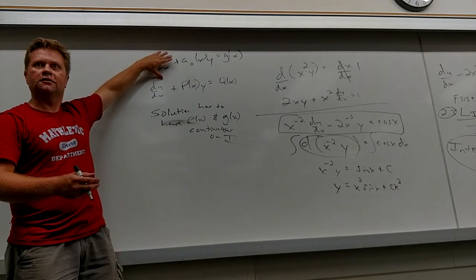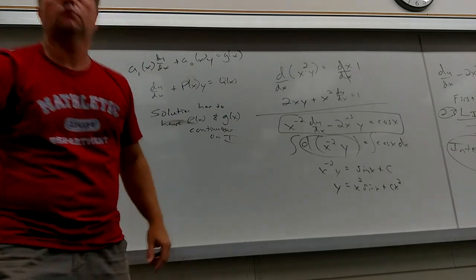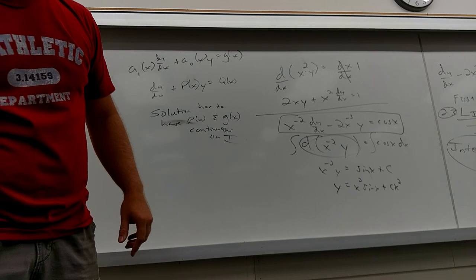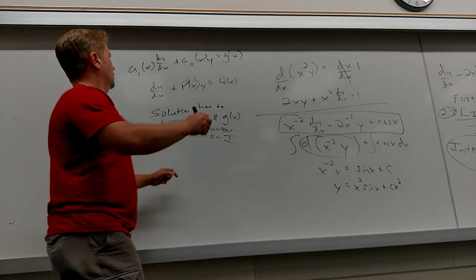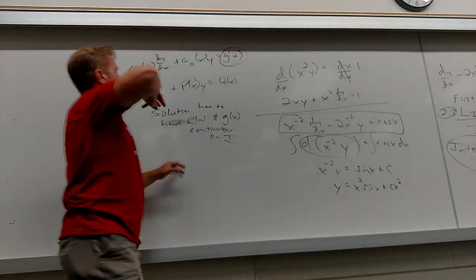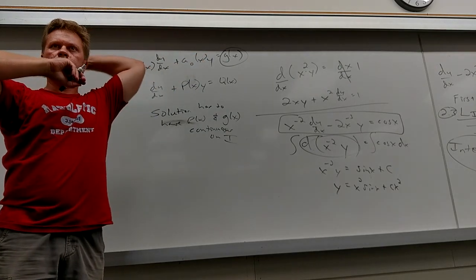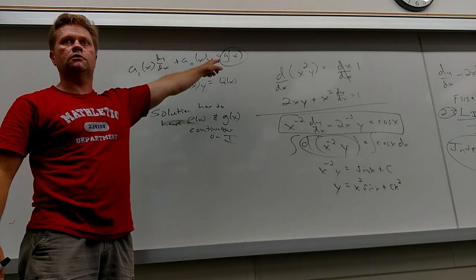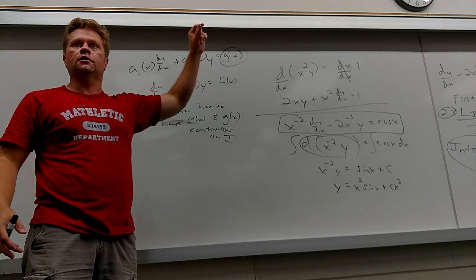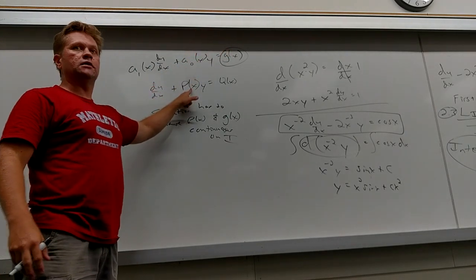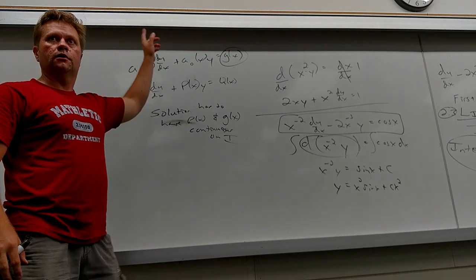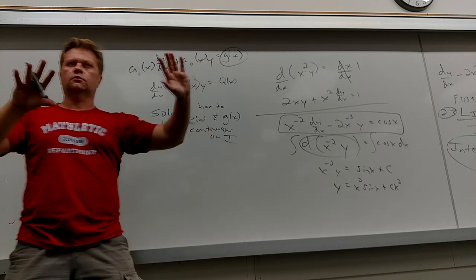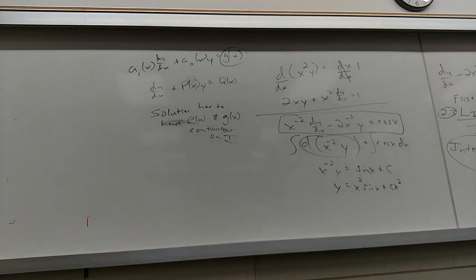Yes? It says P of x and G of x. Is that supposed to be Q of x? No, it's G of x. So P of x and G of x have to be continuous. P of x being continuous already means that a1 can't be 0. G of x has to be continuous on its own to begin with. Okay, maybe.